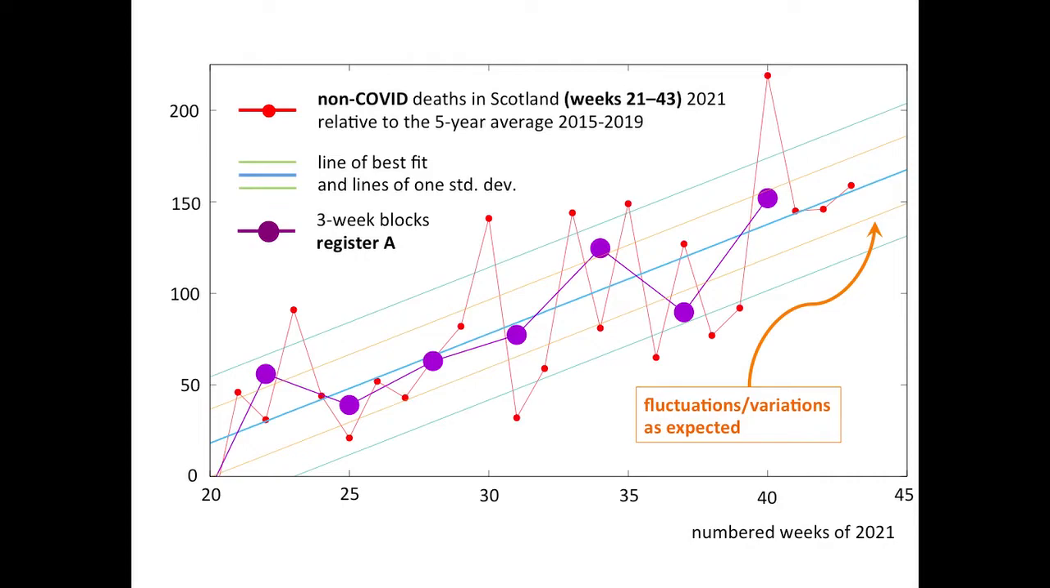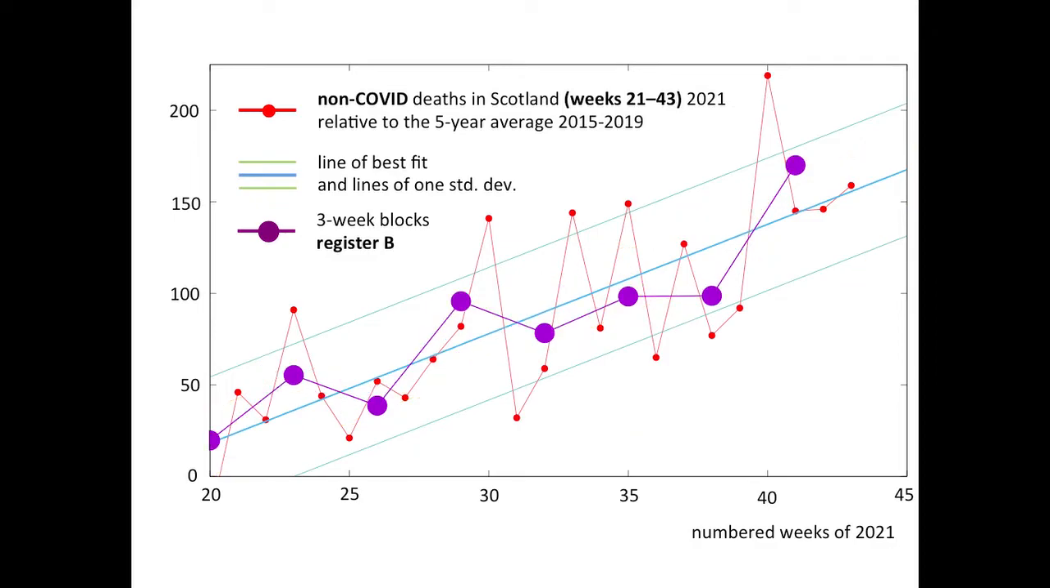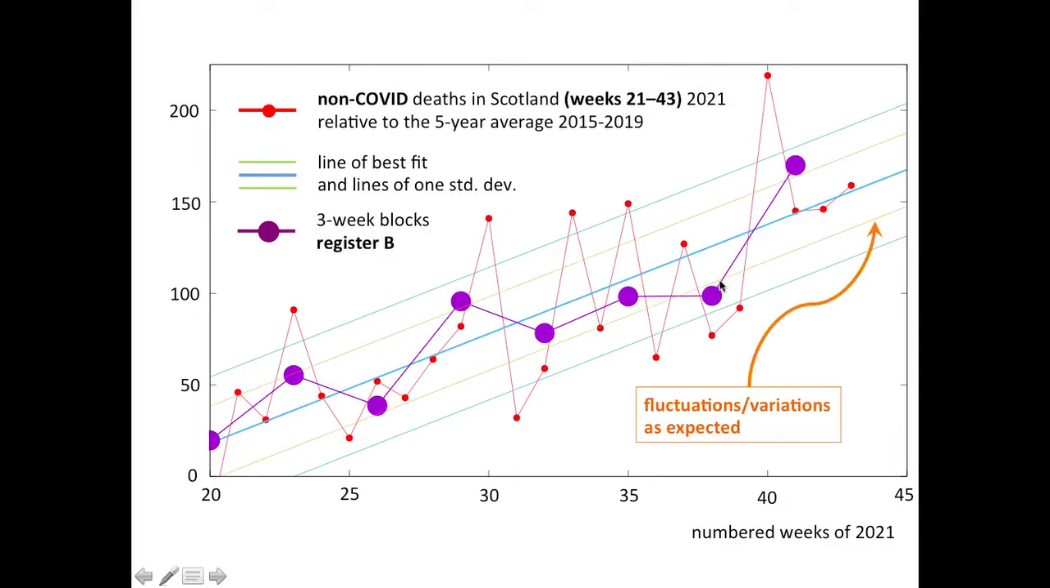Let's now shift the register by 1 to the right, and we'll call that register B now. Here it is. So this point here, for example, is the average of these 3, this point is the average of these 3, and so on. And we have a very, very similar plot. We see quite a lot of variation there. We can measure that standard deviation, and it's very similar to register A. And so again, fluctuations are as expected.